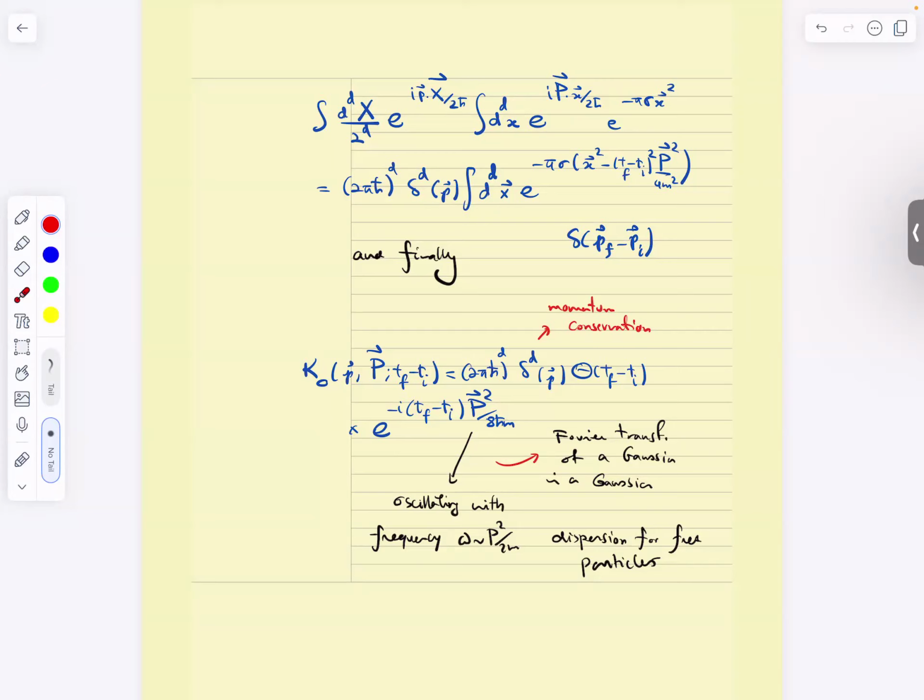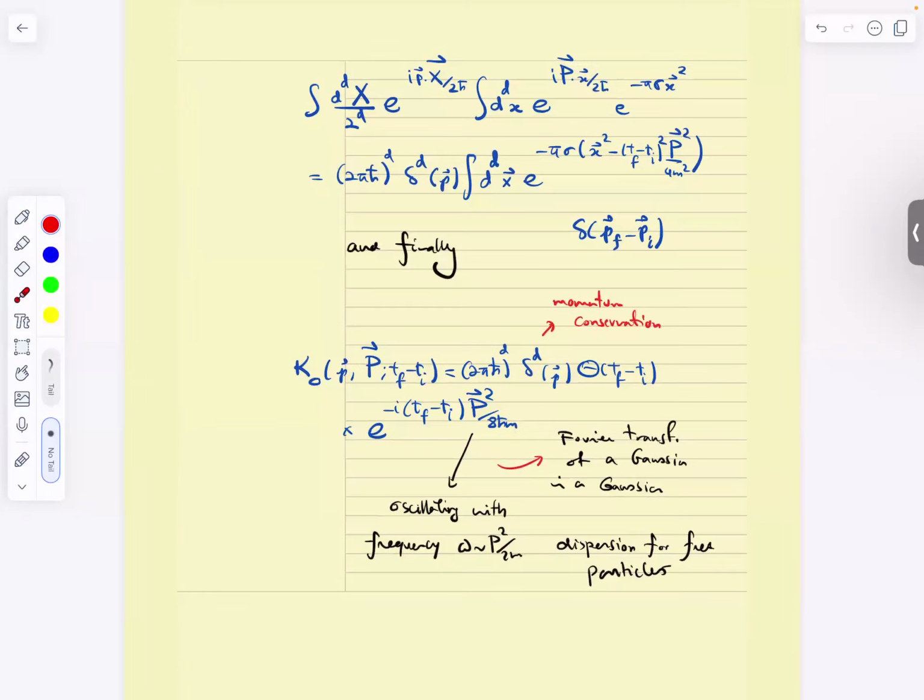It's a free particle after all. Well, it's not like if there were interactions, it would not hold. It would always hold. Energy is always conserved.